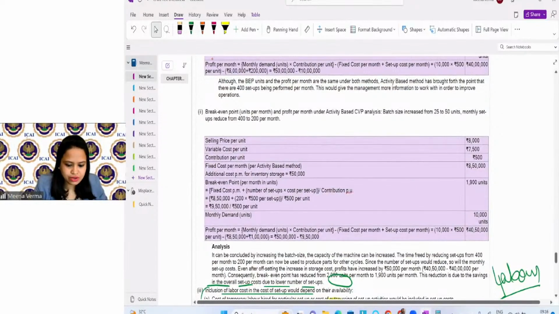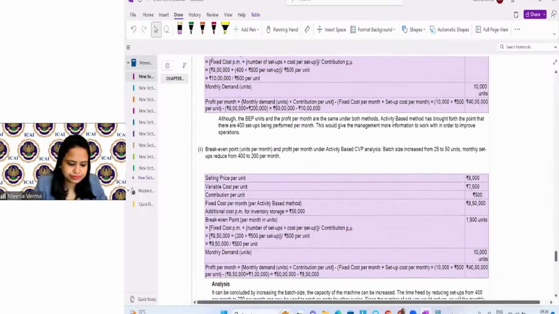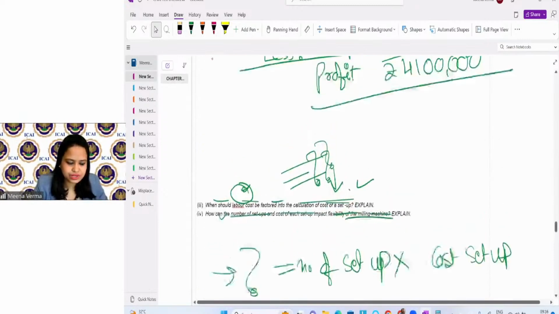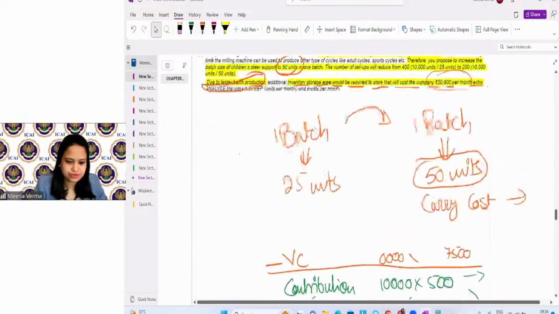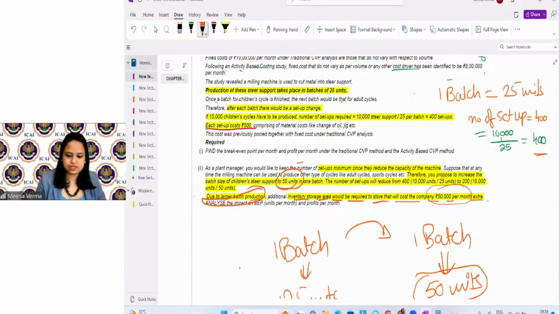So yes, carrying cost will increase and we will consider this carrying cost. Yes, we will consider it. I missed to read the last line, sorry. So yes, we will consider the storage cost or carrying cost also.